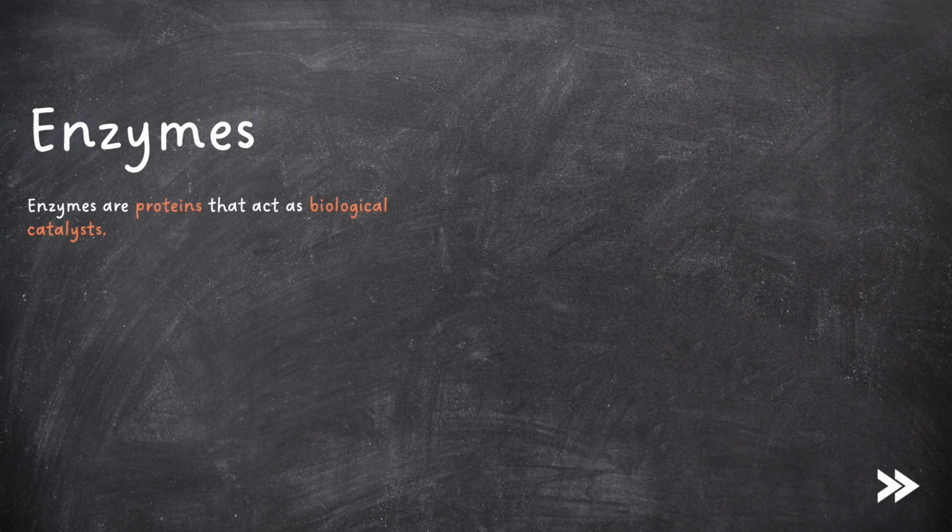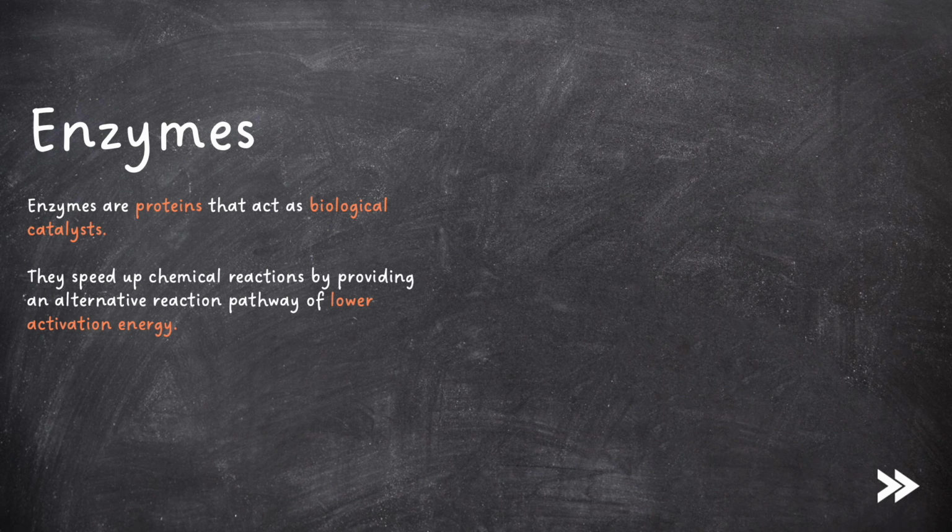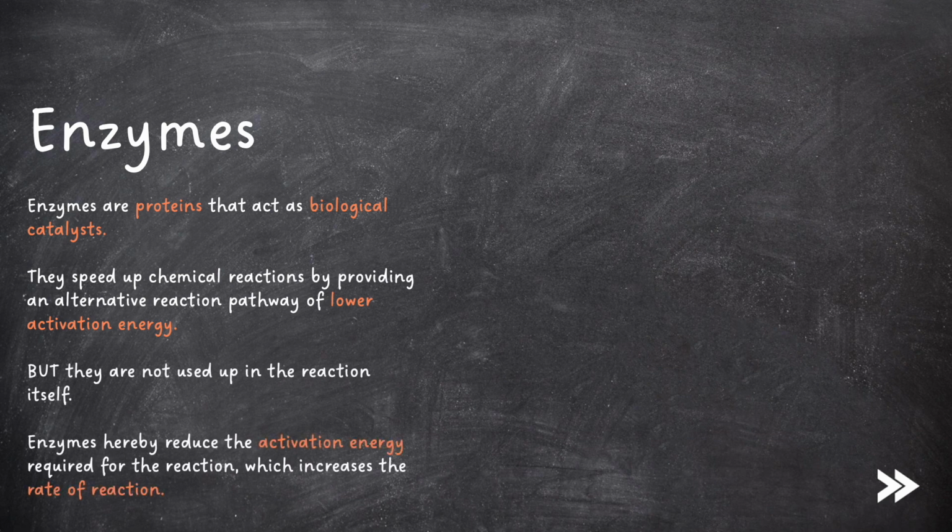Enzymes are proteins that act as biological catalysts. This means that they speed up chemical reactions by providing an alternative reaction pathway of lower activation energy, but they are not used up in the reaction itself. Enzymes hereby reduce the activation energy required for the reaction, which increases the rate of reaction.